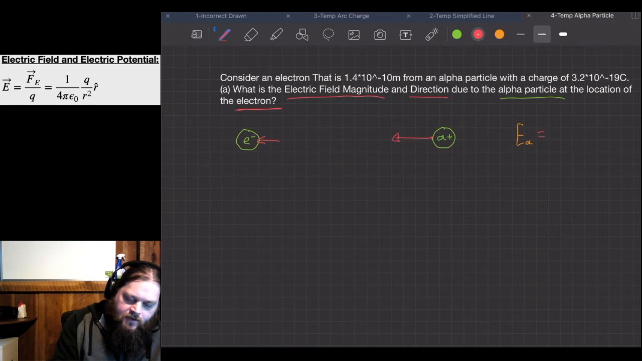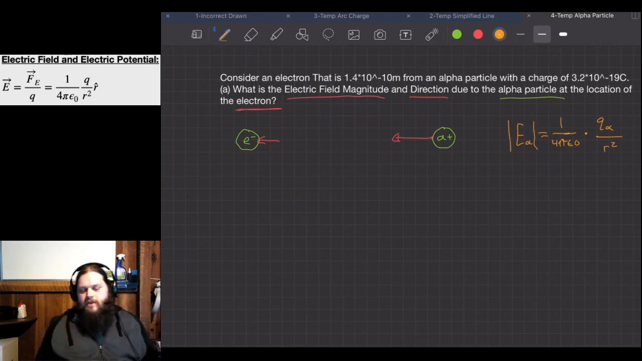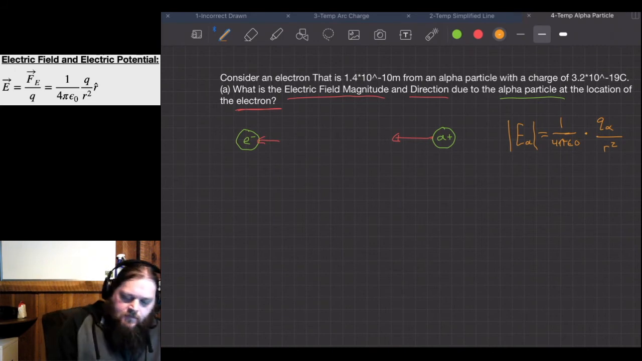Because that electric field we can calculate as 1 over 4 pi epsilon naught times the charge, in this case the charge of the alpha particle, because we're looking for the electric field of the alpha particle, divided by r squared. And we're looking for the magnitude, so we don't need to worry about the r hat, the direction of it in this case. So let's find the values for this.